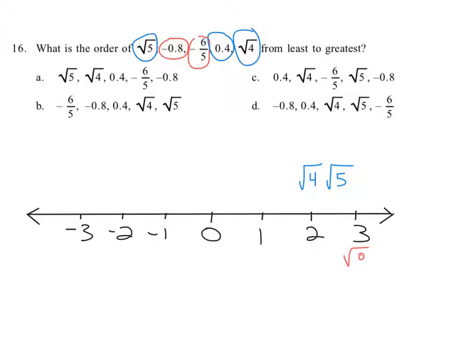Okay, now, 0.4, that's greater than 0, but it's less than 1. So somewhere between 0 and 1 is going to be 0.4. So we'll put that right there.